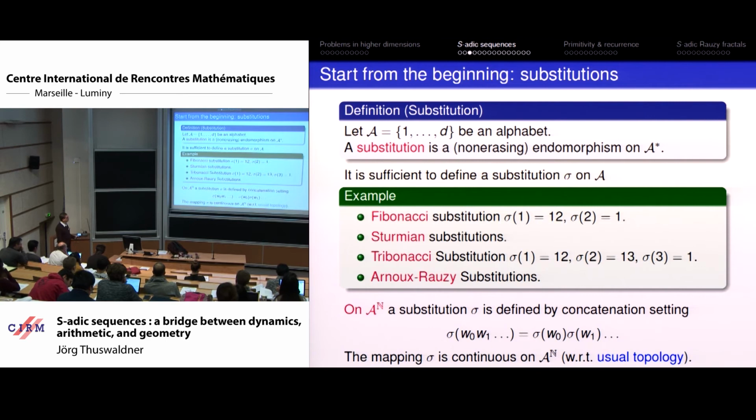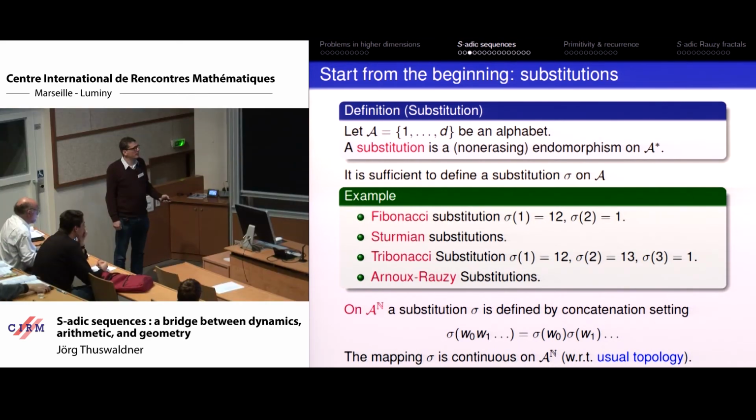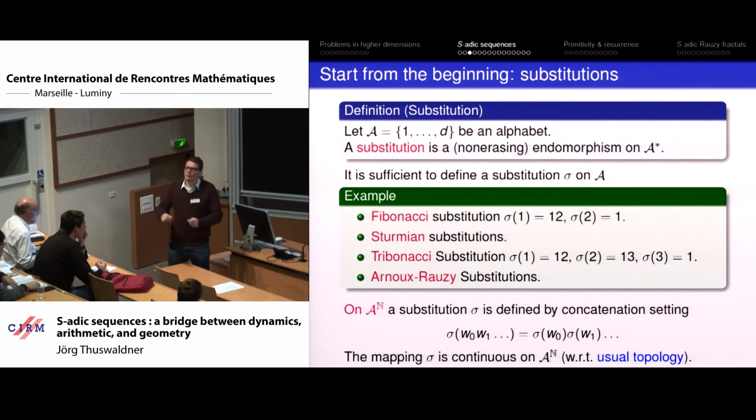Once again, you can extend the definition of substitutions even to infinite sequences, again in the natural way by concatenating. It turns out that the mapping sigma that is defined on A^N by way of this is continuous with respect to the usual topology. What is the usual topology? The usual topology says that 2 sequences are close to each other if they have a large common prefix.